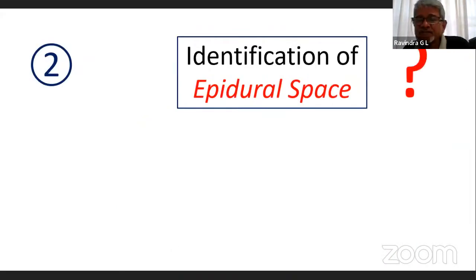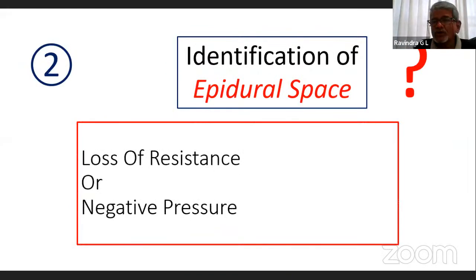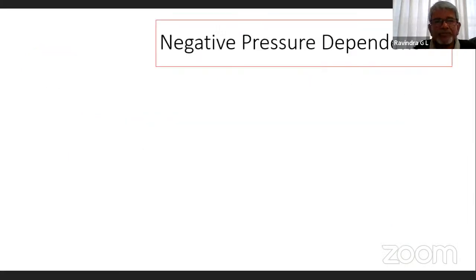Now, the second question is identification of the epidural space. How do you identify the epidural space? There are two techniques we all know, loss of resistance technique and negative pressure technique. We use the loss of resistance or the negative pressure in the epidural space for identification of the epidural space.